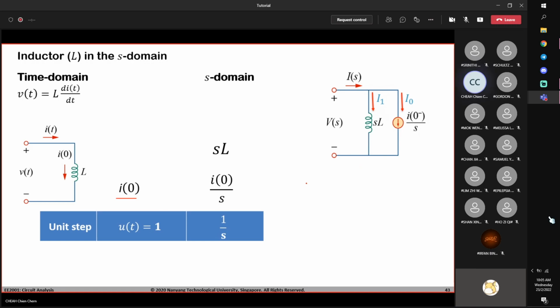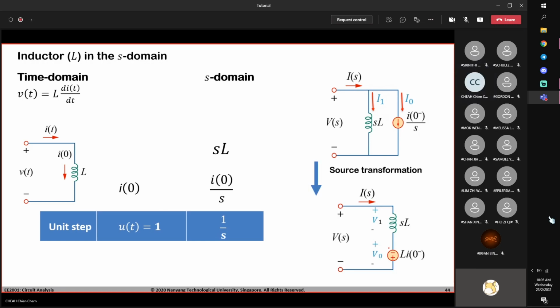If you want the other form, use source transformation. V is equal to I times Z, so you multiply these two together. This is I times Z, right? You get this one, because this will cancel out. You get LI0. So I'll say that for the inductor, this is easier to remember, and if you need the other form, you just use source transformation.